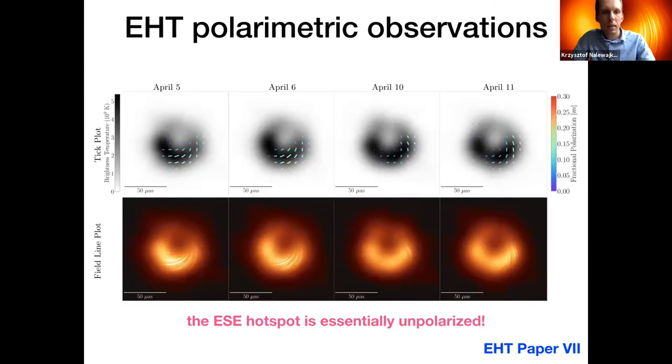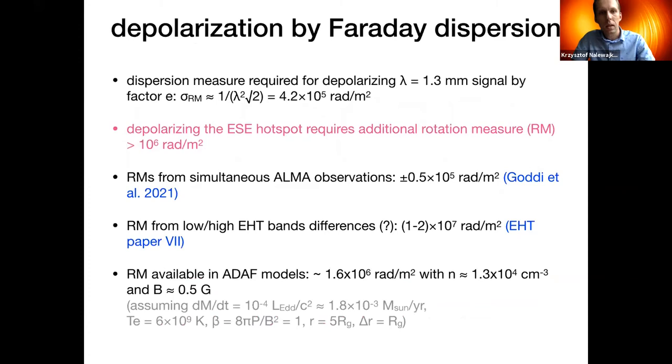But why is there low polarization? A low polarization degree is a general problem of M87, as I read in EHT papers. There is basically in all basic scenarios some depolarization expected, but here this ESC sector should have additional depolarization. So I tried to estimate how much additional Faraday dispersion measure you require for that.